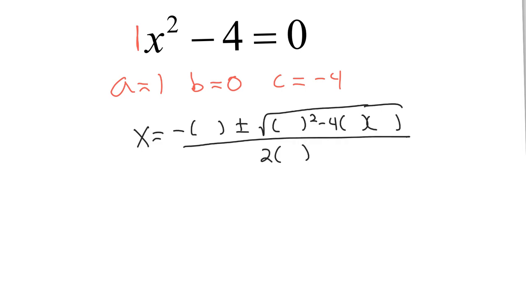And here's the formula. So we have negative b, which is 0, plus or minus the square root of b squared, which is 0, minus 4 times a times c, everything divided by 2 times a.